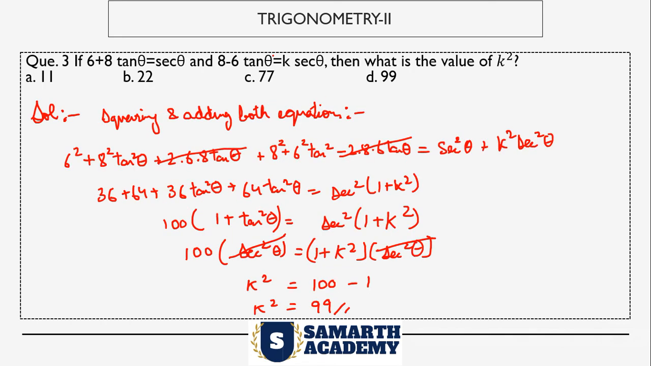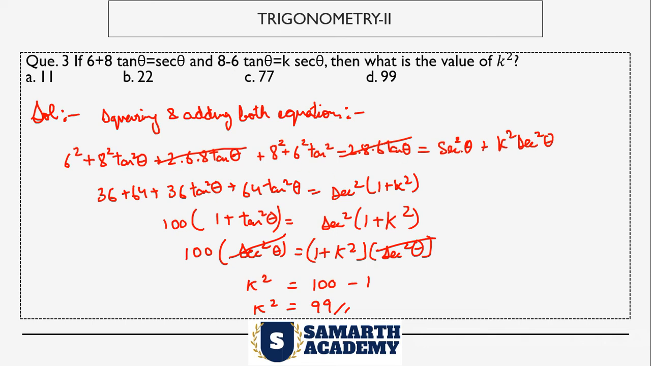Next up is 6 plus 8 tan equal to secant and 8 plus 6 tan equal to k secant. Then what is the value of k square? Okay. So we see that 6 and 8 are interchanged here as coefficients of tan, right? So we'll square and add both the equations and then see what happens. So 6 square plus 8 square tan square plus 2 into 6 into 8 tan, right? A plus b whole square, and then same for this. 8 square plus 6 tan square minus 2 into 8 into 6 tan, because here it's a minus. So these two expressions cancel out.